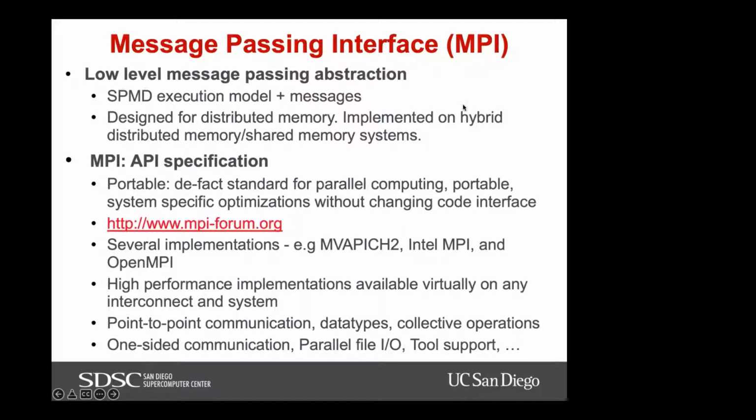So message passing interface is basically a low-level message passing abstraction. So it's an API specification. What it does is standardize a bunch of these communication routines and make it easy for code development, so that users can develop code based on the spec. And then on each of these machines, you can have an implementation, and you might have multiple implementations on a machine. For example, on Expanse, we have MVAPICH2, Intel MPI, and OpenMPI.